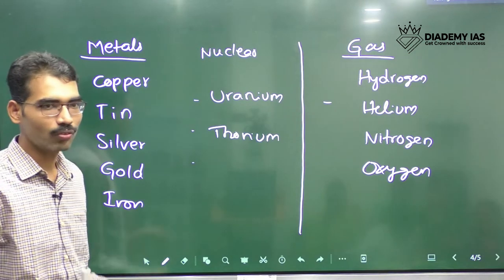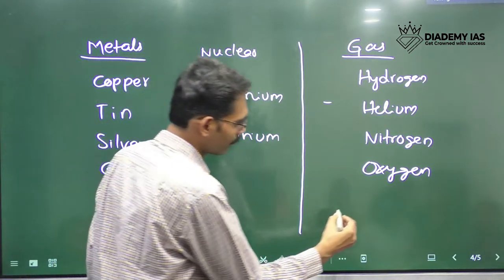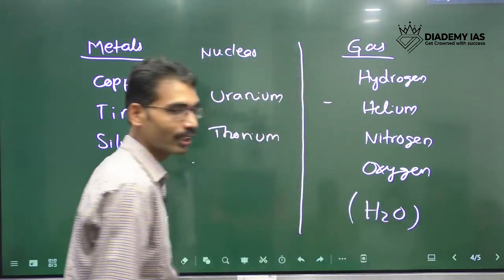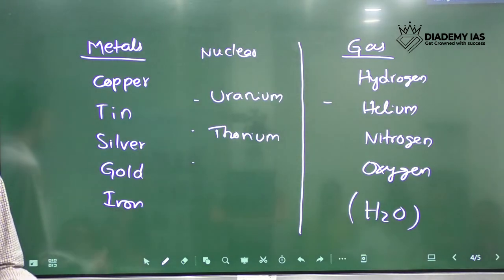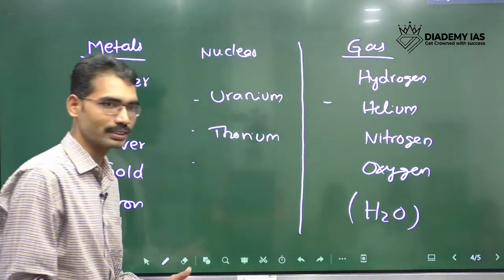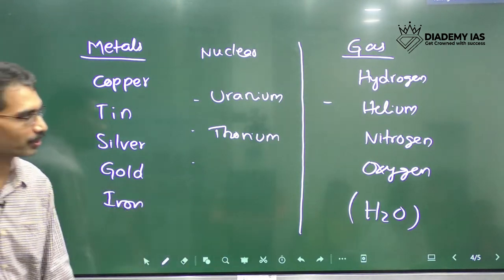For example, if you take water as the compound, what is it? H2O. So it is a mixture of hydrogen and oxygen. So in the form of water, hydrogen gas and oxygen gas are mixed. So this is the chemical reaction and chemical composition.